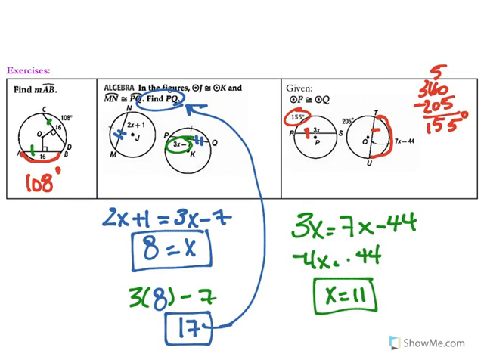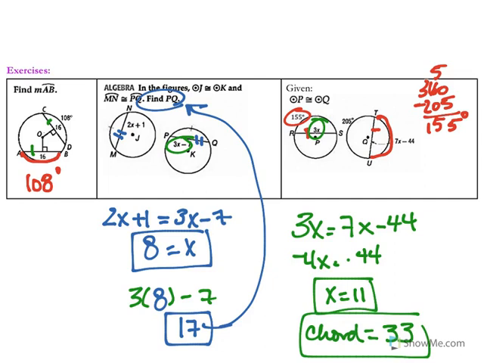How much would that chord be? I don't know if it asked us. You could plug it into either one. I would probably plug it into that 3x because that's going to be a lot easier than 7x minus 44. But the chord would actually be 33. I don't know if it asked that, but it's good to practice. All right, move on. That was the first theorem.